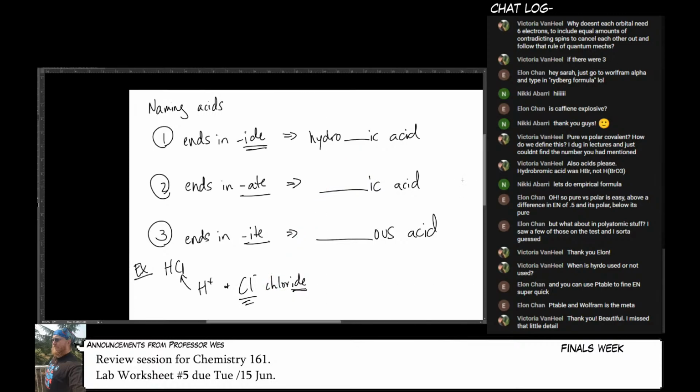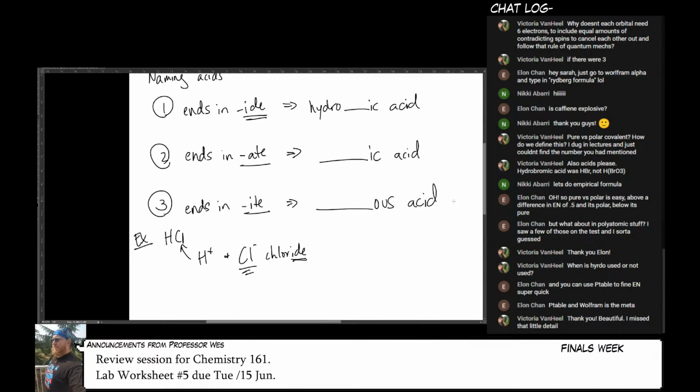Now, if I did that with something else, say HNO2, I have H plus and NO2 minus, which is nitrite. So this ends in ite. So I just take the rest of it and just throw it right here. There you go.